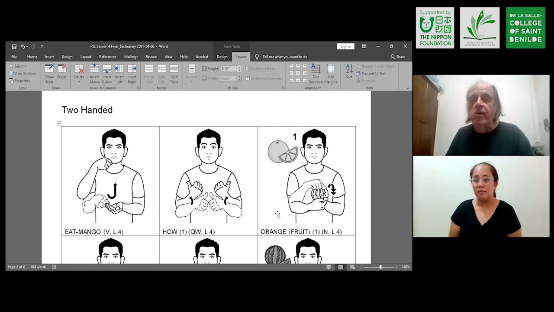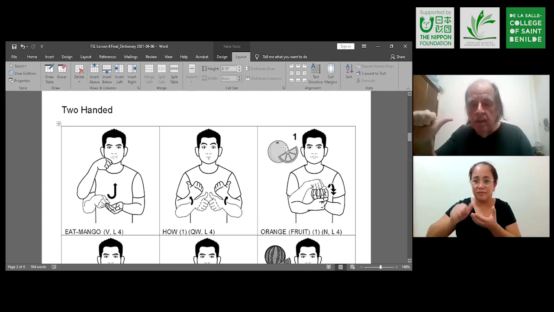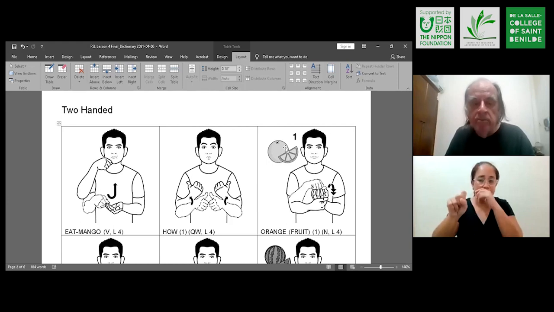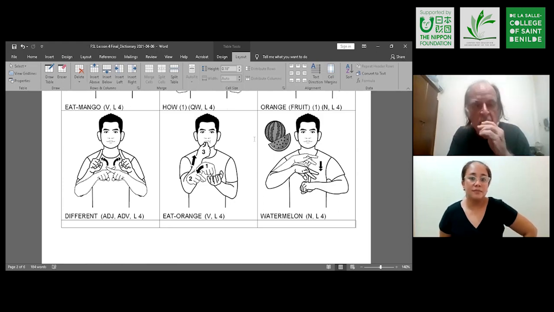I can't see. Let me see. Sorry, with the thumb out. With the thumb out, like this? Yes. Okay, then that's fine. That's orange. And then he different.